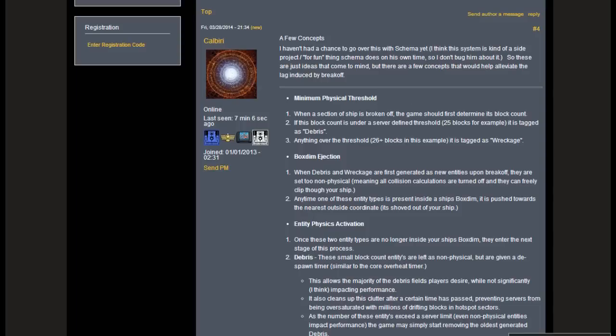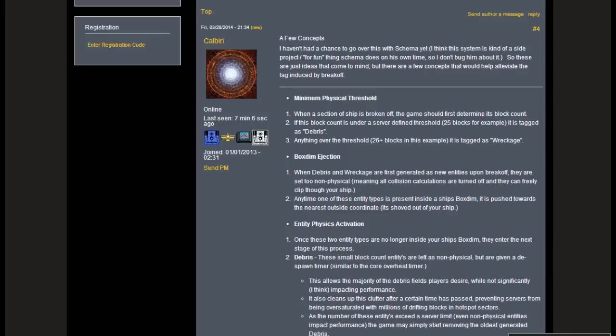So the minimum physical threshold. When a section of a ship is broken off, the game should first determine its block count. If this block count is under a server-defined threshold, 25 blocks for example, it is tagged as debris. Anything over the threshold is tagged as wreckage. Then we go into the box dim ejection section.